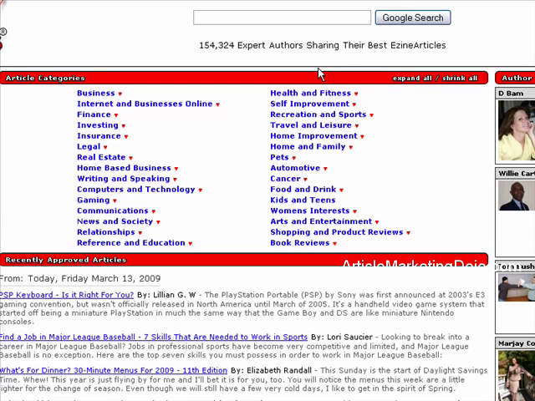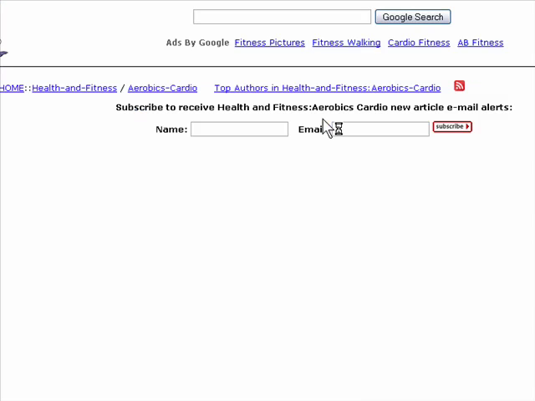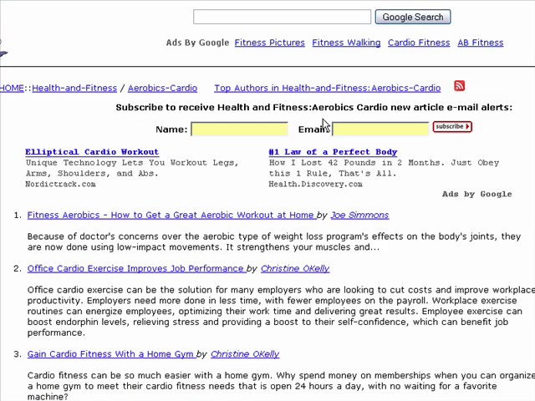So I'm going to go right away into health and fitness. Health and fitness is just such an evergreen area, as you probably know. So I like to spend a lot of time in this particular market and its sub-markets because article marketing does well pretty much throughout here. So another tip: I'm just going to pick any of these categories. How about aerobics cardio? And once you click on that category, there's going to be a bunch of articles that pop up.